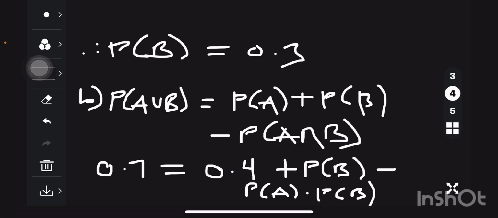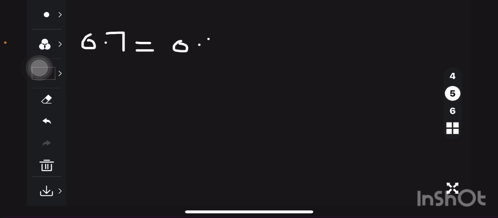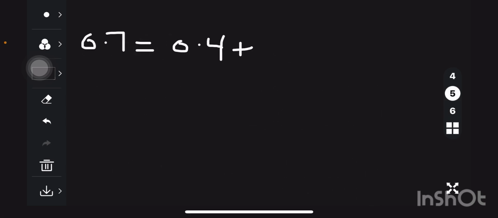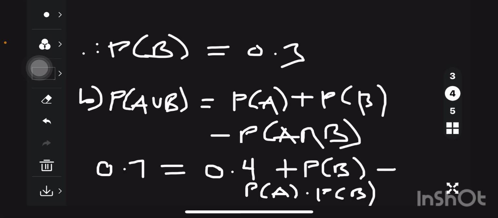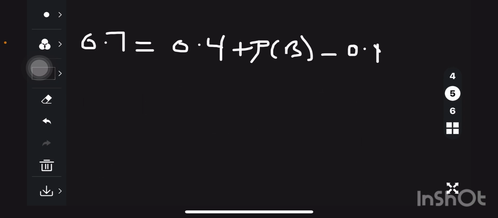So we will get 0.7 being equal to 0.4 plus the probability of B, minus the probability of A, which is 0.4, so 0.4 multiplying the probability of B. Right, so let's group like terms.